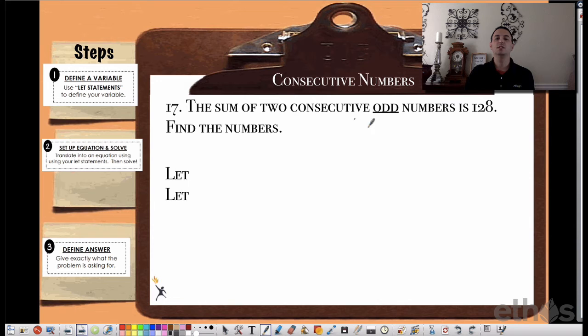Now let's look at two consecutive odd numbers, just to give us an example like that. All right, so we've got odd. So our first number again, our second number. Again, we get to use those fancy let statements we worked on a couple slides ago. So n and n plus 2. Sum again. So it's 2n plus 2 is equal to 128.